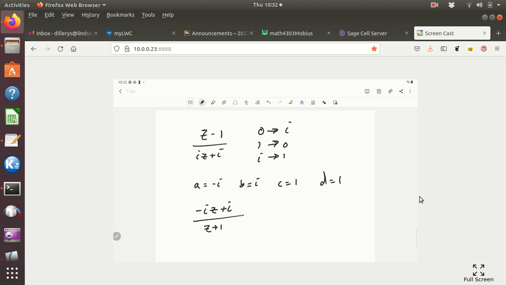But notice that is equivalent, because if I multiply top and bottom of this by I, then minus I times I becomes 1, so I get Z. I times I is a negative 1, so I get minus 1, over I Z plus I. Okay, so we can have that.